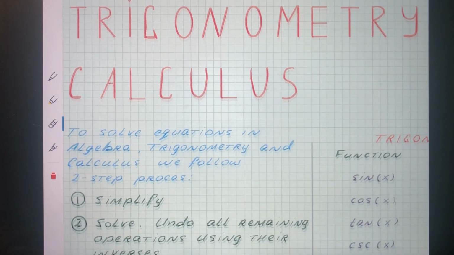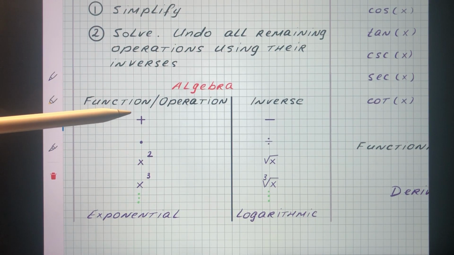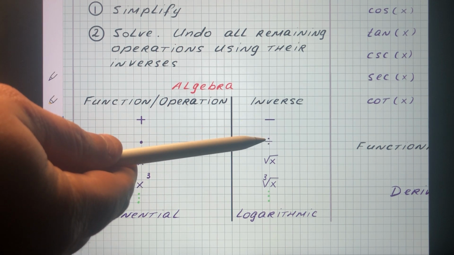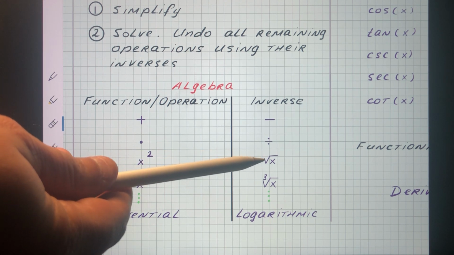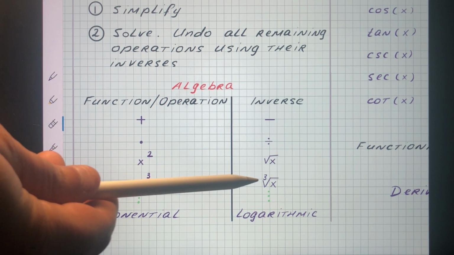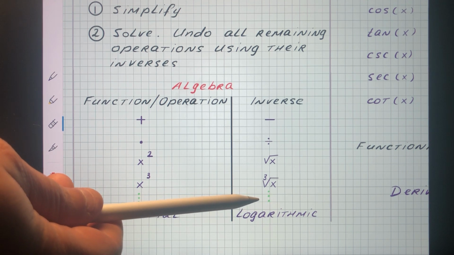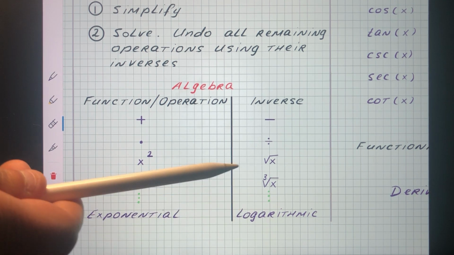In algebra, we have seen the addition and subtraction are inverses of each other. Multiplication and division are inverses of each other. The square and the square root will cancel each other off. Cube and cube root will cancel each other off. The dot dot dot means that this pattern continues. X to the fourth can be cancelled by fourth root of x. X to the fifth can be cancelled by fifth root of x, and so on.